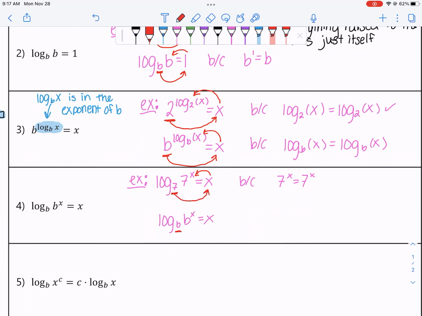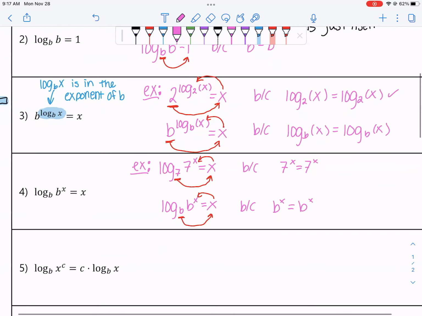Do our loop-de-loop, start at the base, across the equals, back again. Ask me how many times in my life I've said that, because it is a large number. b raised to the x is equal to b to the x. So this will work with any base, right? All of these work with any base. That's why it's a generic b. Numbers 1 through 7 are true of all bases. And there's the proof. All right.